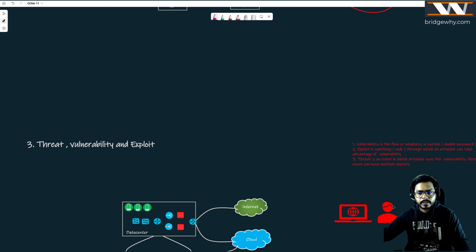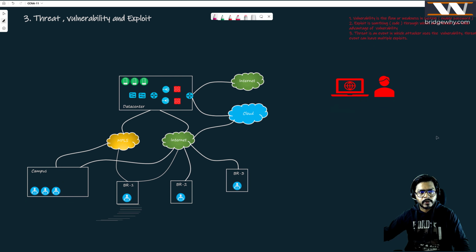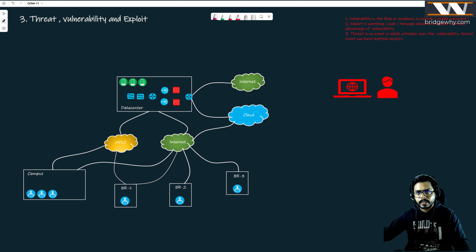Having said that, let's talk about this slide also, and then we will take a break. Here I am just explaining three terms so that you can start talking with any security expert also, right? You need to understand what is the meaning of vulnerability, what is the meaning of exploit, and what is a threat.